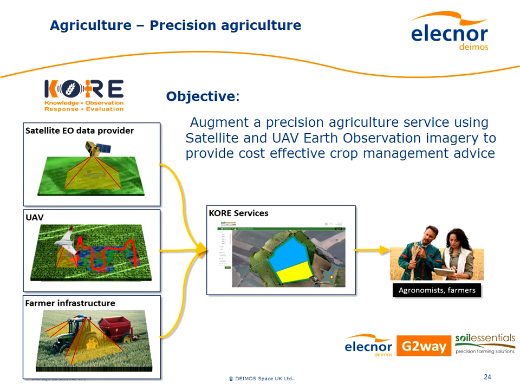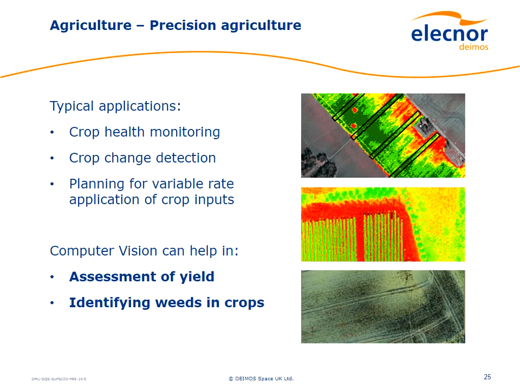So those are things that computer vision can help with. But obviously, the farmers are interested in health monitoring, change detection, and planning where to put their things. These are images from the NDVI, by the way. But they are also interested in assessment of the yield or identifying weeds in crops. So this image here has some weeds. All the black dots are called black grass, and they are invading this field. So maybe there's a way of saying to the farmer, look, something is happening on the corner of your field. Maybe you should look at it.